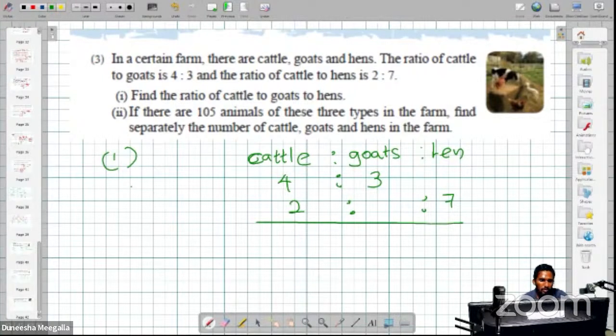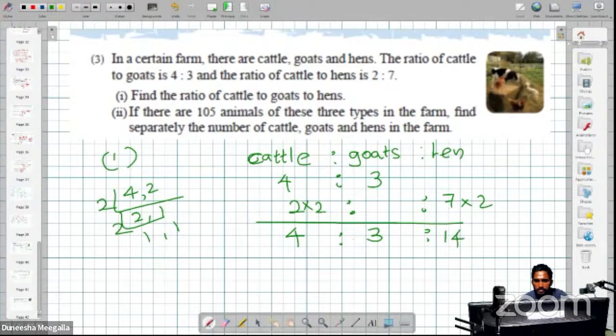It's the least common multiple of 4 and 2: divide by 2, 1, divide by 2, 1, 1. It's 4. To make it 4, multiply this by 2. By 2, 3, 14. Okay. 4 to 3 to 14. If you are correct with the answer, raise hand. Raise hand if the answer is correct.